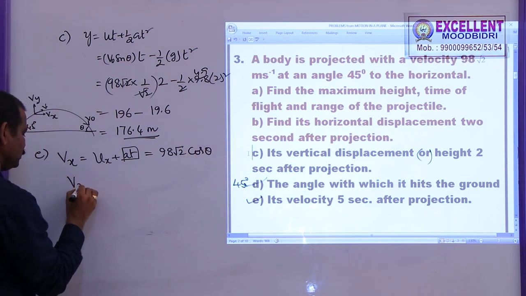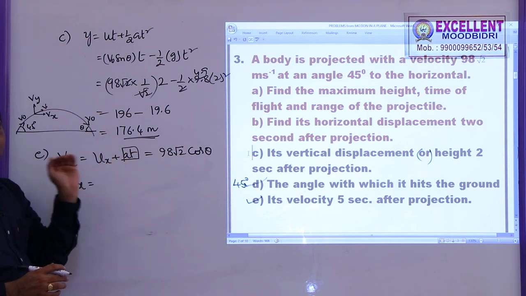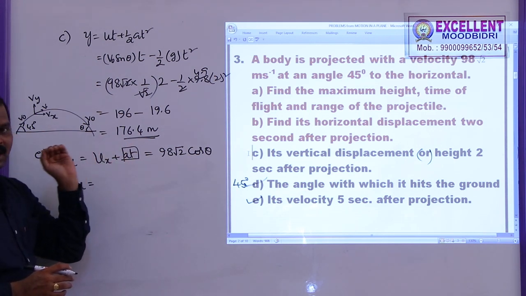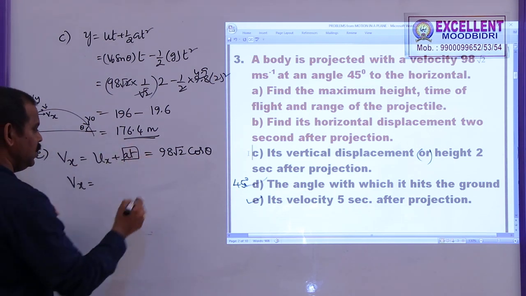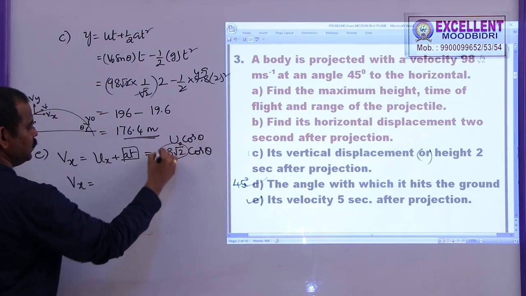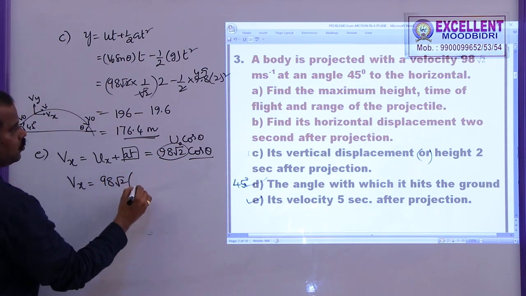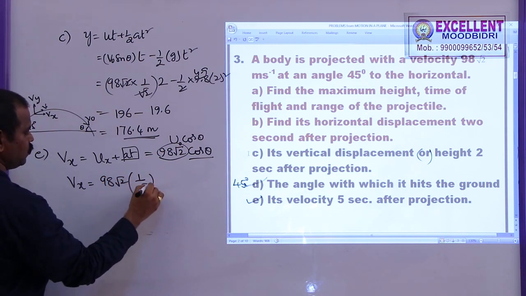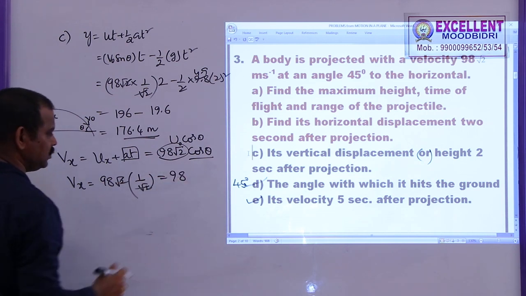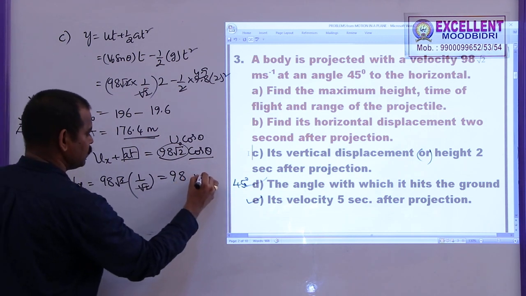So what is the velocity after 5 seconds? Whether it is 5 seconds, 10 seconds, 100 seconds, if it is in flight, the horizontal velocity never changes, which is equal to u cos theta or v naught cos theta. This is v naught cos theta. So you can write 98 root 2 into cos 45, 1 by root 2. So the velocity along x-axis throughout its journey will be 98 meter per second.